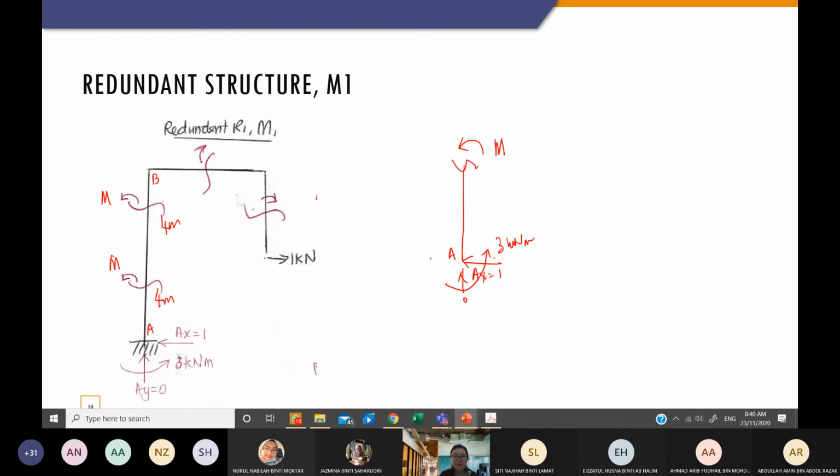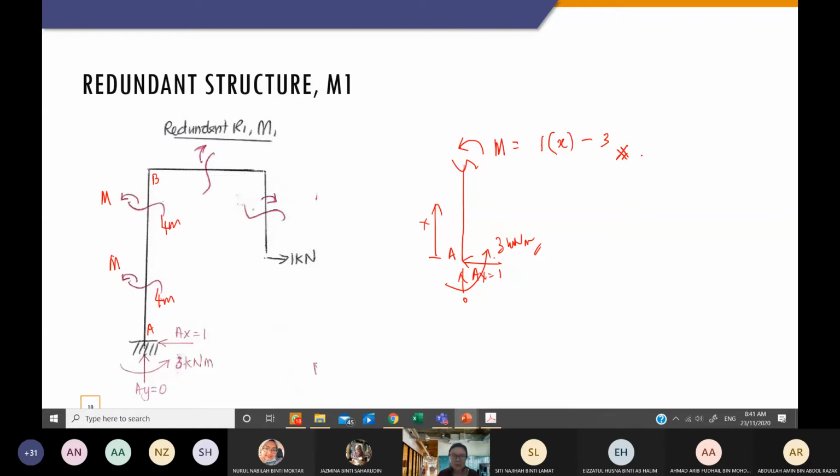So class, can you help me to get the moment? Let's start with AX. AX is 1. Then what is the distance to the cut section? X. Yes, thank you. So it will be opposite direction, so there will be a positive sign. Another one will be 3 kilonewton meter. This is already in terms of moment, so you no need to multiply with any distance. So it will be 3. Because it's the same direction, minus. So this is how you get your moments.